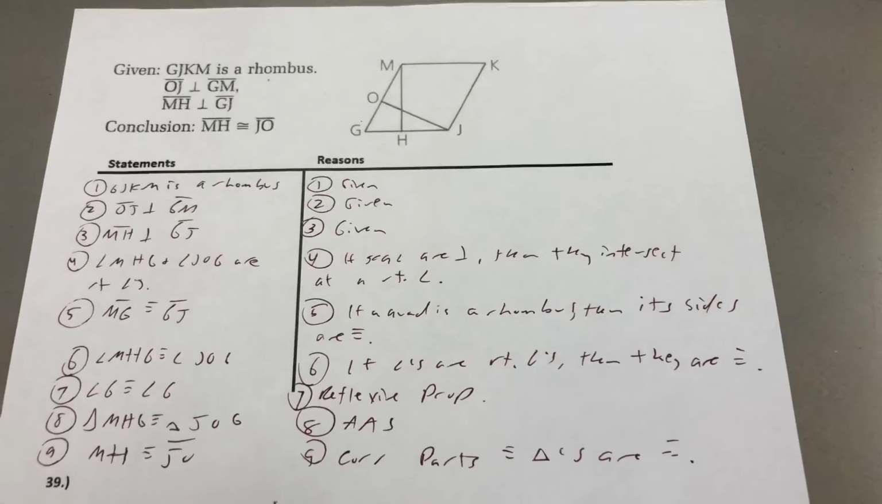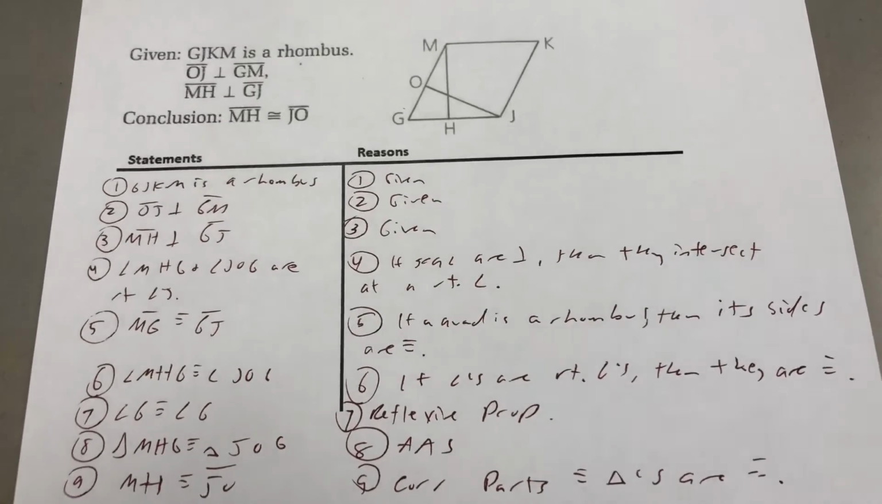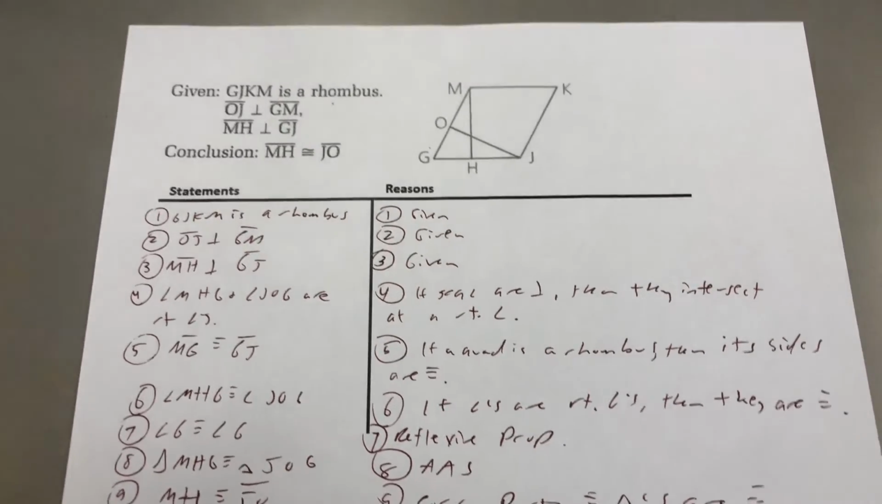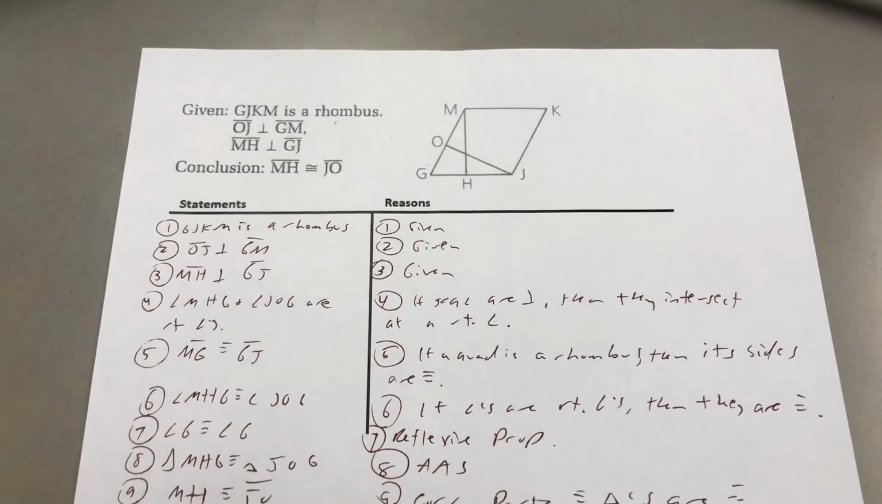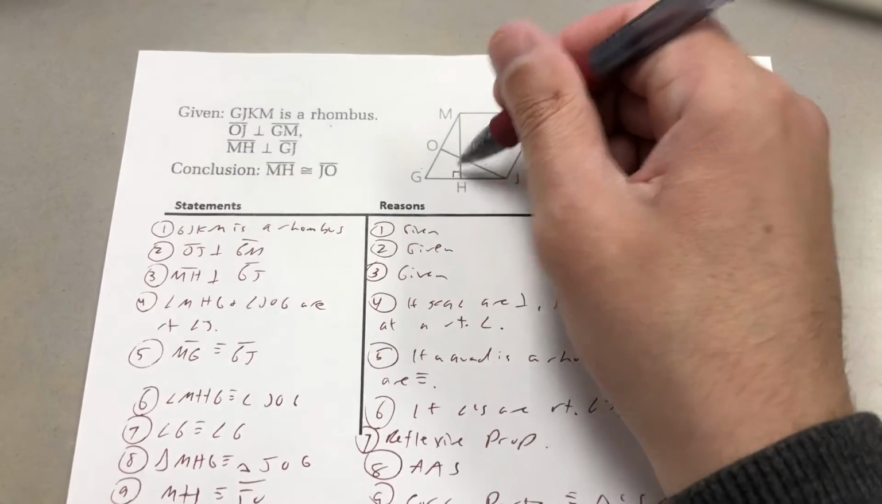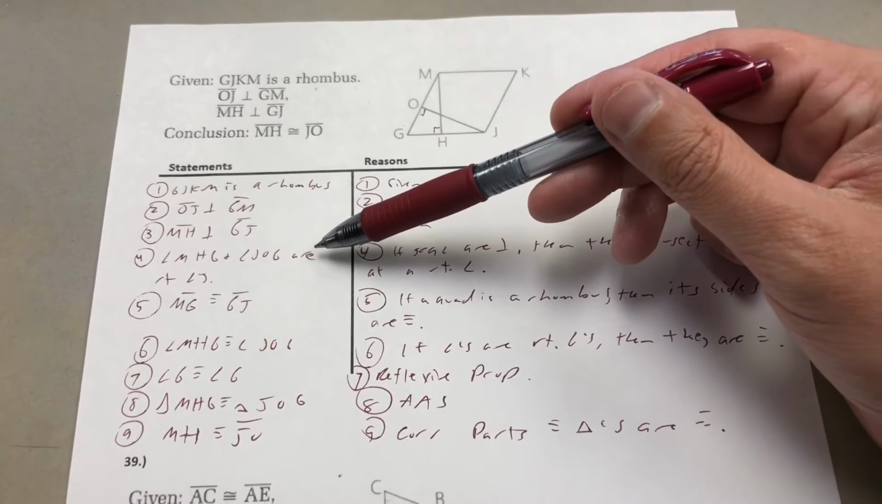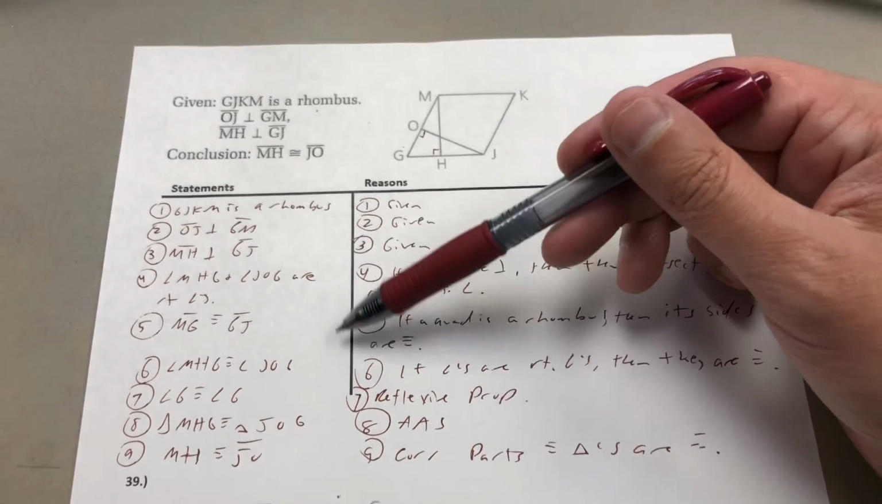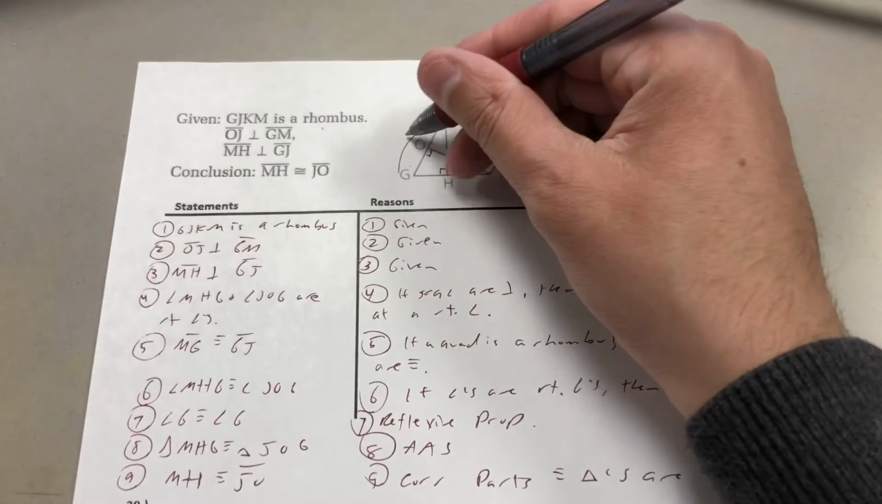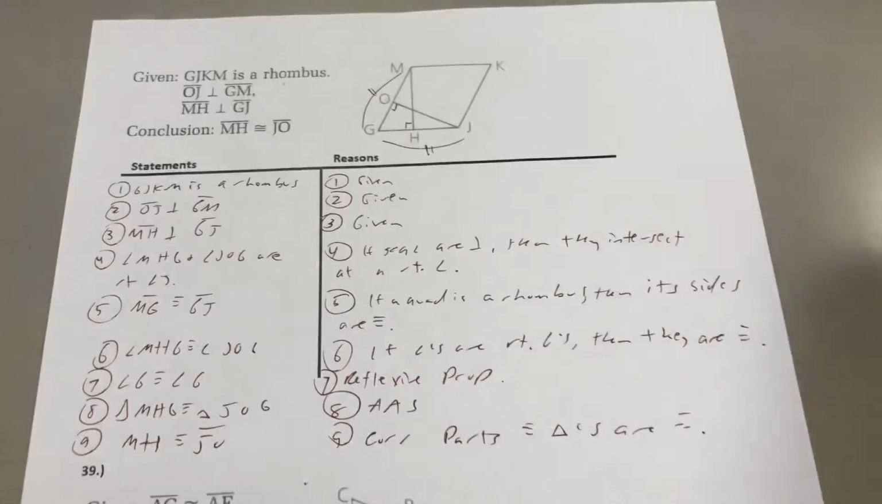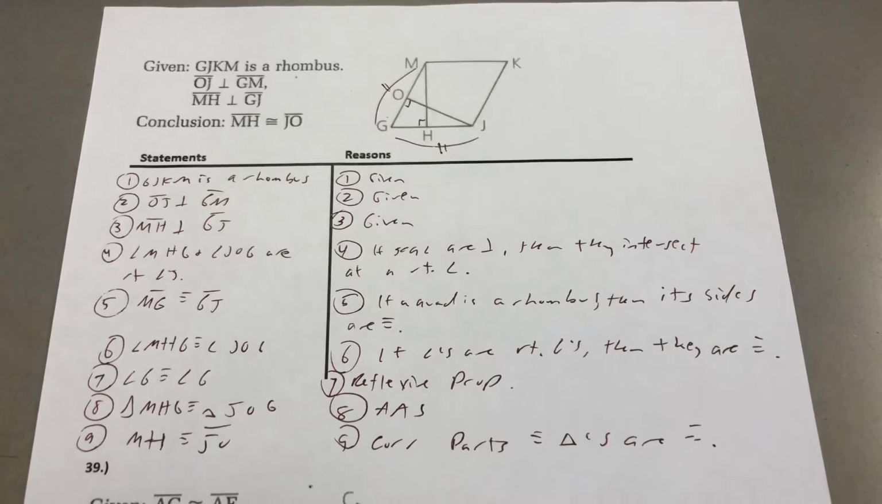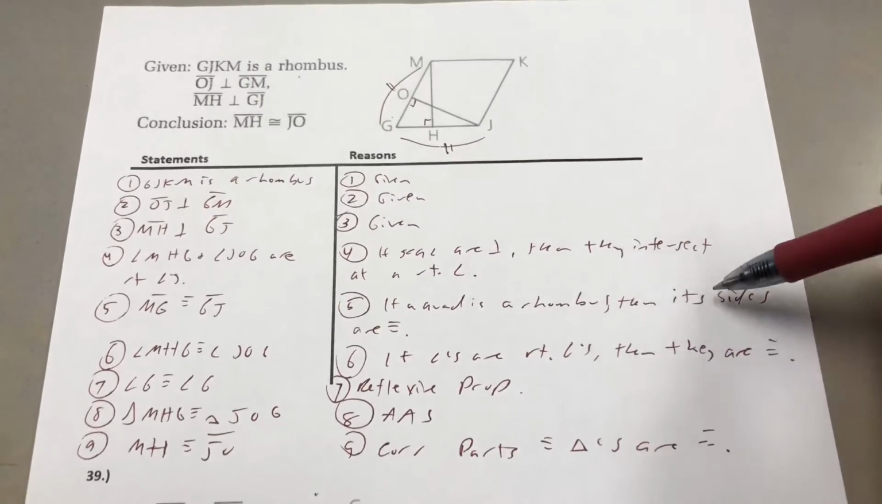And our last two proofs. This one I think was on the test, at least in 2022. You have a rhombus, so of course all sides are congruent. We've got some perpendiculars here. I went ahead and showed that that was a right angle and that was a right angle, and that they were congruent because perpendicular lines intersect at a right angle. I said that segment MG was congruent to JG because all sides of a rhombus are congruent. So if a quadrilateral is a rhombus, then its sides are congruent.